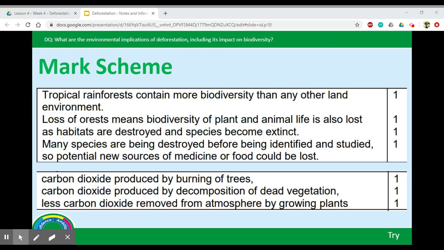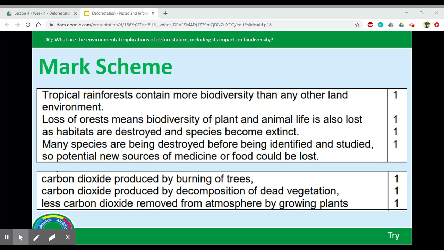So you get a point for saying carbon dioxide is produced by burning trees. Carbon dioxide produced by the decomposition of dead vegetation. And then also less carbon dioxide is going to be removed from the atmosphere by the trees. So if we're chopping down all the trees, there's going to be less trees to absorb our carbon.